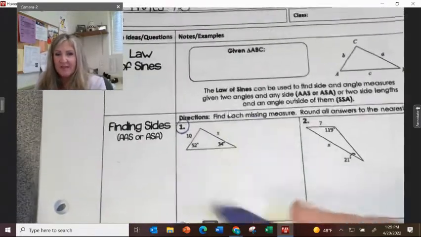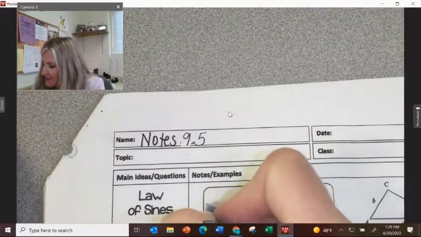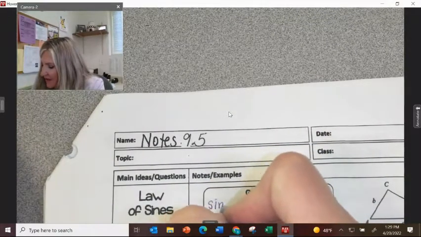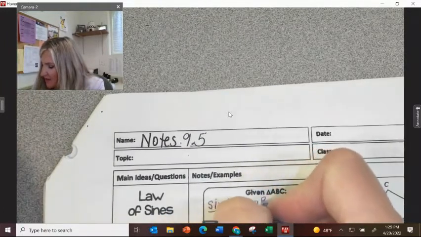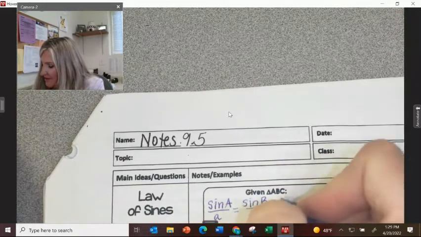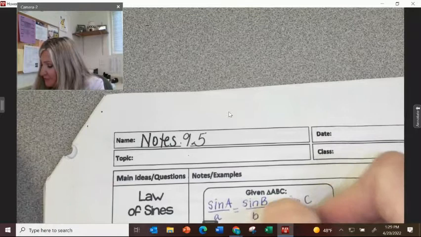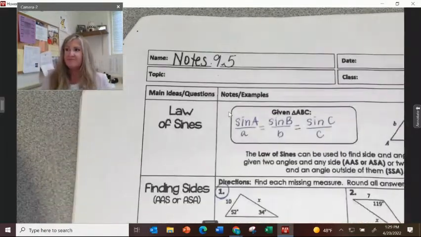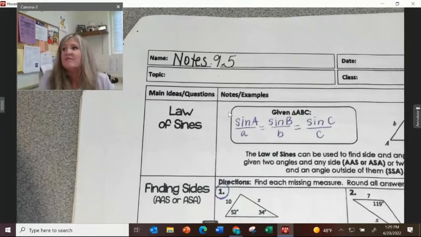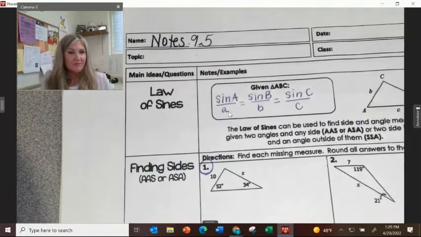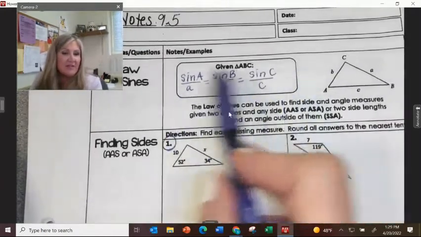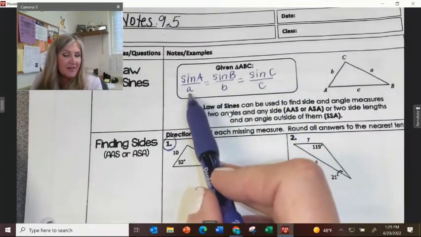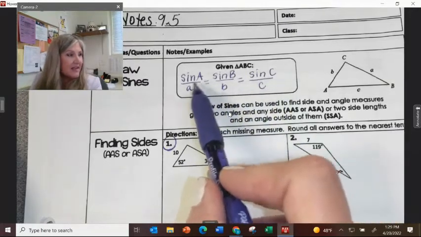So here is the way that the law of sines works. We can set this up as the sine of angle A over side A is equal to the sine of angle B over side B equals the sine of angle C over side C. How many of you have seen this formula before? Okay, not everybody, just a few of you. You might have seen this a little bit in geometry. It's a pretty easy formula to memorize because the A's, of course, go together, and the B's and the C's. And you can take any two of these.